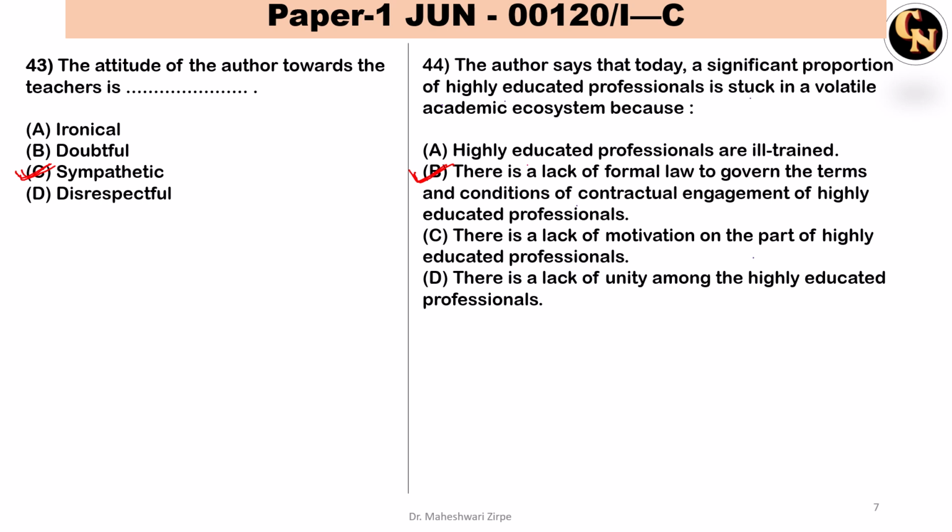The author says that today a significant proportion of higher education professionals is stuck in a volatile dynamic ecosystem because of what? Because of lack of formal laws. Okay, so the correct option is B.